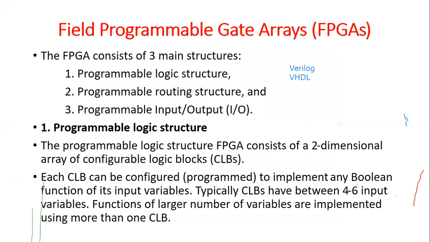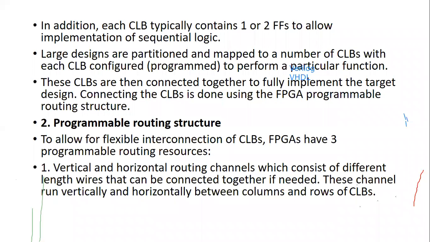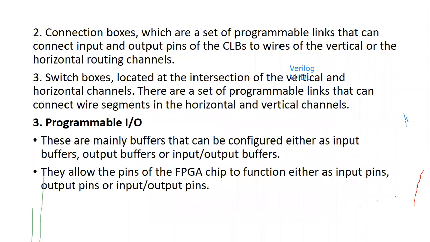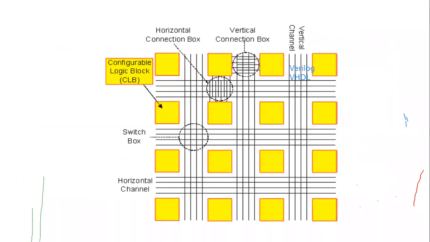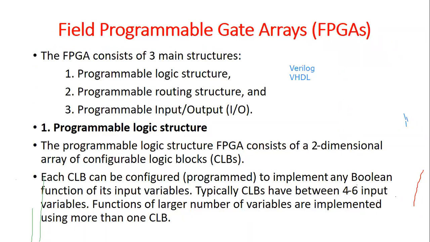So one is called the vertical and horizontal routing channels, and the second is from one CLB to another CLB. These are called horizontal connection boxes and vertical connection boxes. And the third one is the switch box. This switch box connects horizontal lines with vertical lines, or horizontal channels with vertical channels. And the third main structure we have in this FPGA is the programmable input output.